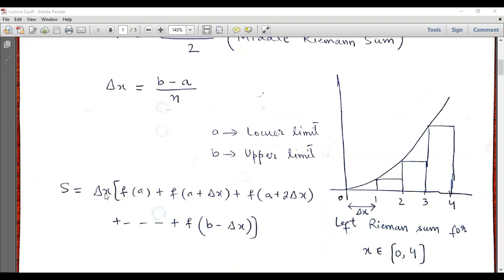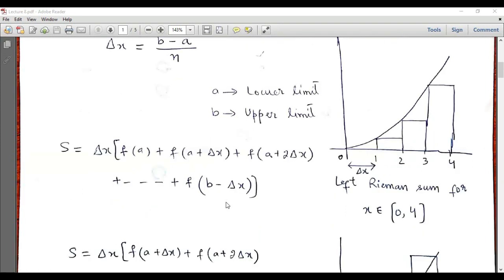So S will be equal to delta x multiplied by f of a plus f of a plus delta x plus f of a plus 2 delta x plus so on, and the last value will be f of b minus delta x. So for the last sample, the value of the function is the value at b minus delta x. So this is the last value of the function for the last sample, and the sum will be equal to delta x times this summation.